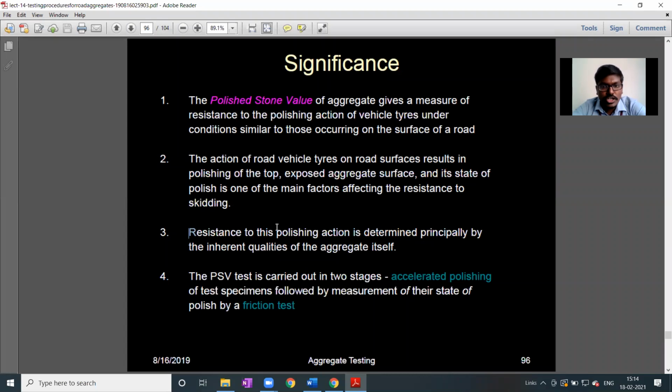So resistance to the polishing action is determined by inheriting the quality of the aggregate itself. So by using quality aggregates, we can provide a good skid resistance surface to the wheels. Okay, that's why the polished stone value test is carried out in two stages. One is accelerated polishing of the test specimen, followed by measuring their state of polish by friction test. So I'll move to the next part.